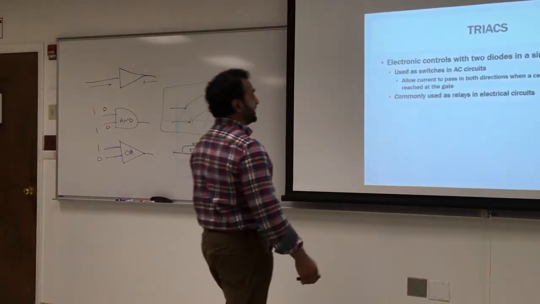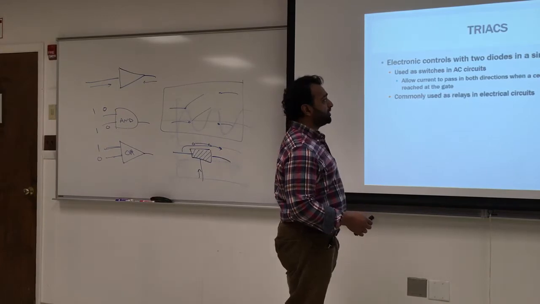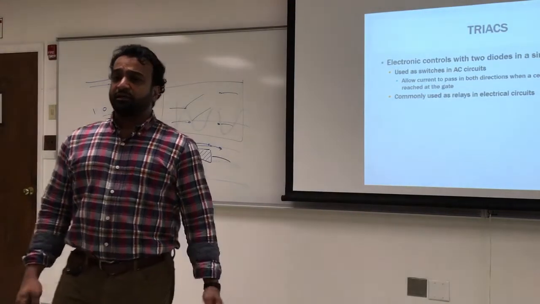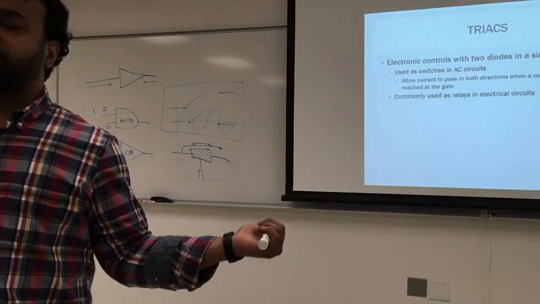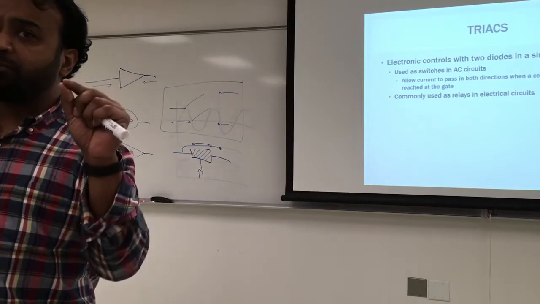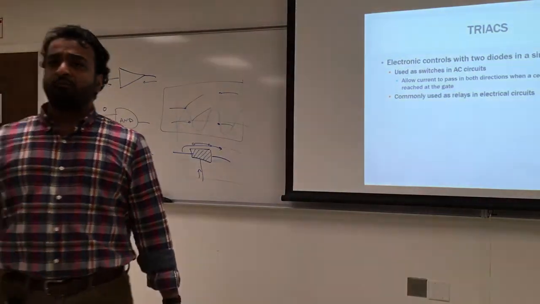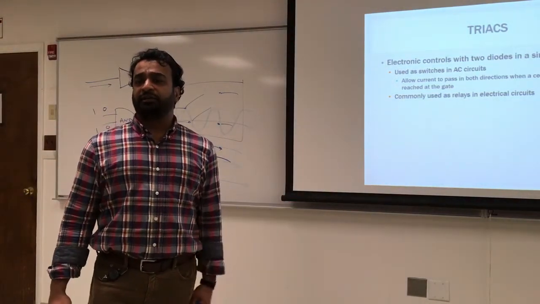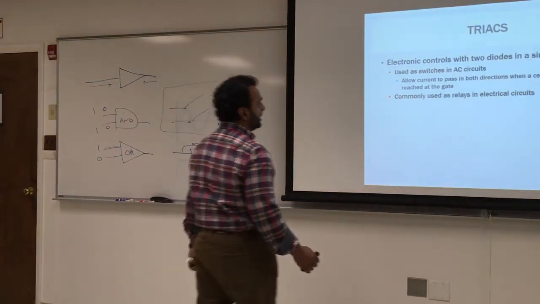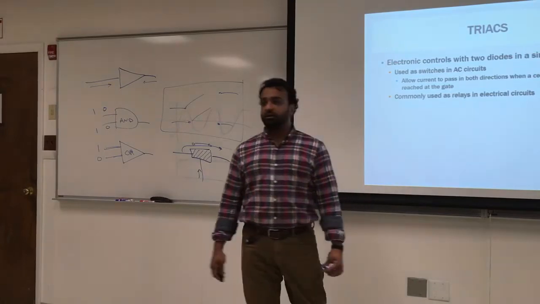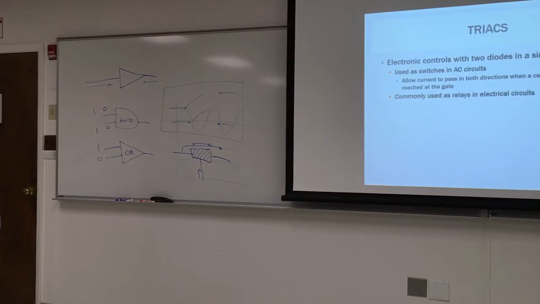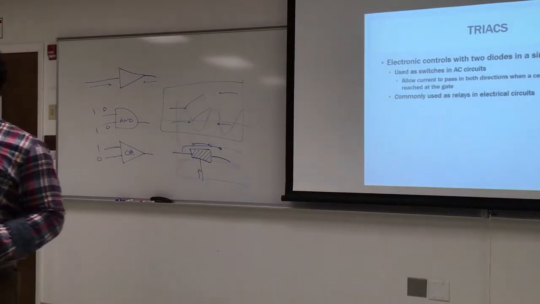They are used as switches in an AC circuit, so they allow the current to pass through in one direction when a certain current level is reached at the gate. If you think about it, that's pretty important, because you can control the amount of current going to some component. That could also be helpful in detecting excess current and for safety protection. And they're used for relays in electrical circuits. So we have diodes, rectifiers, and triacs.